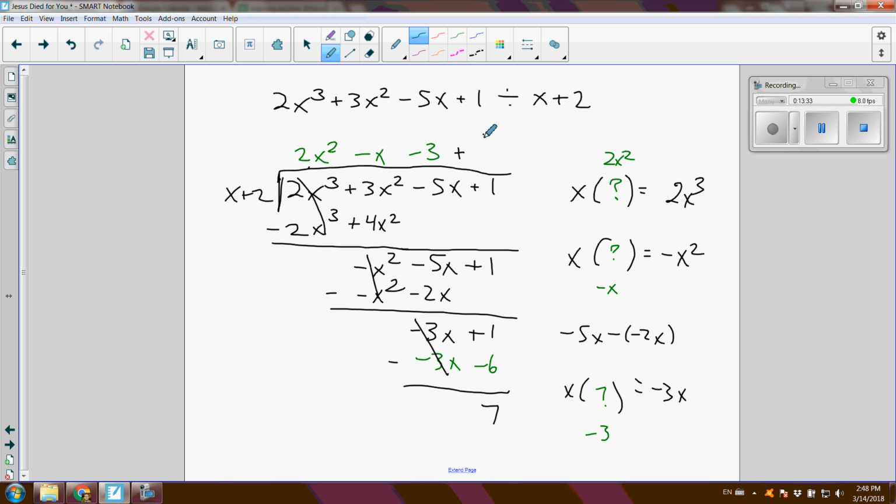over x plus 2, so it's plus 7 over x plus 2. And that is the quotient. Fun times. Have fun with polynomial division. Everybody loves it. That's not really true.